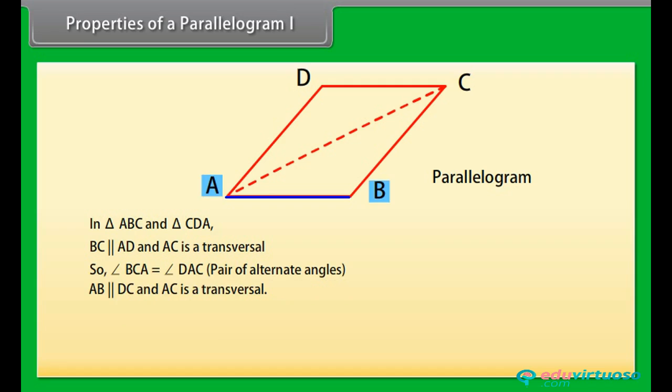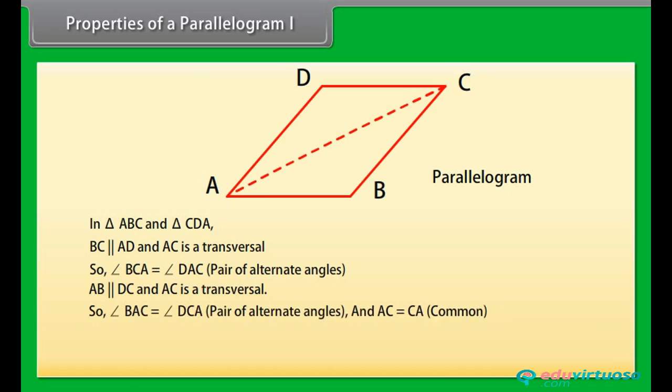Also, AB is parallel to DC and AC is a transversal. So, angle BAC is equal to angle DCA because these are a pair of alternate angles, and AC is equal to CA because this is common in both the triangles.